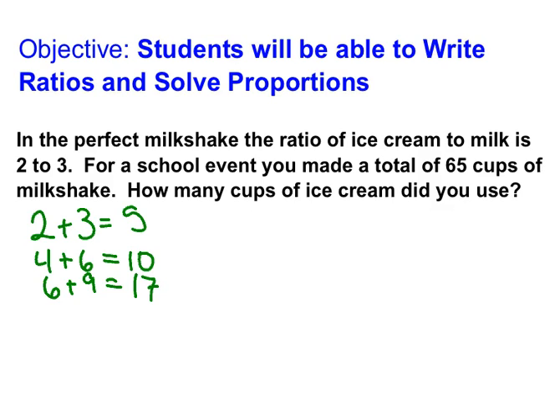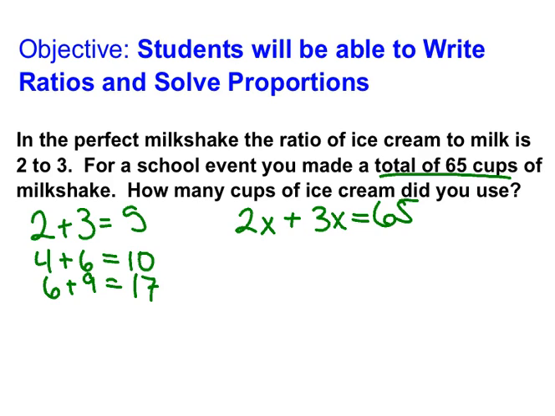And so what we're doing each time is we're taking our parts of ice cream and our parts of milk, multiplying both of them by the same factor, and adding them together, and together it's giving us our total amount. So if our total amount is 65 cups of milkshake, that's going to equal 65. Now when we solve for x, it won't give us the amount of ice cream we use, but it'll give us the amount of servings that we're actually making.